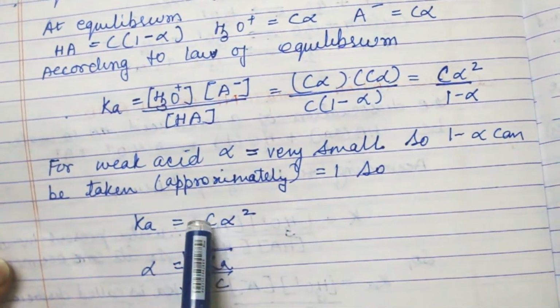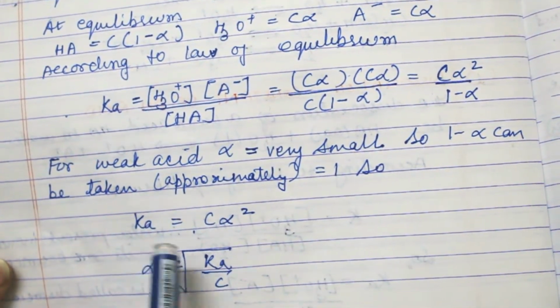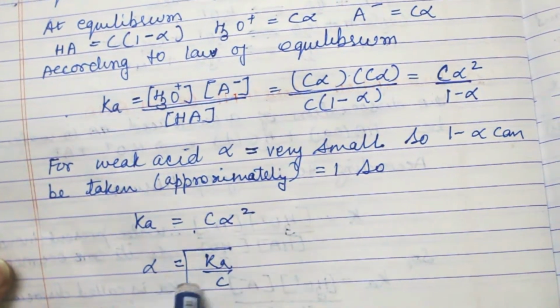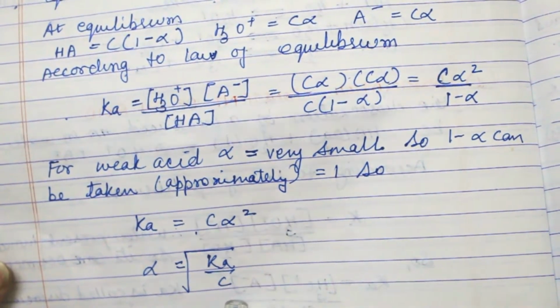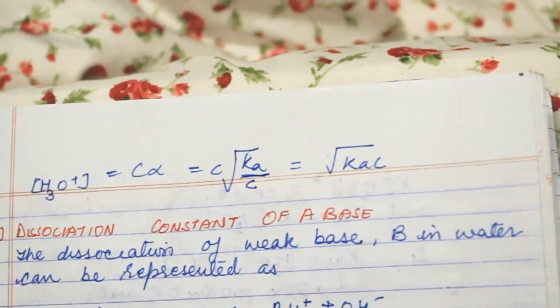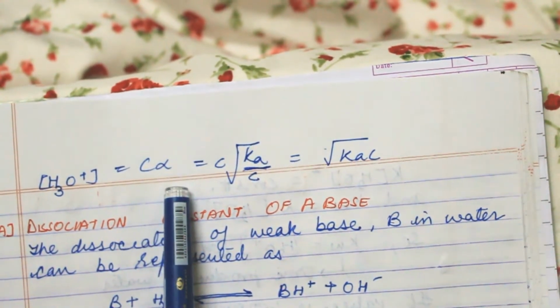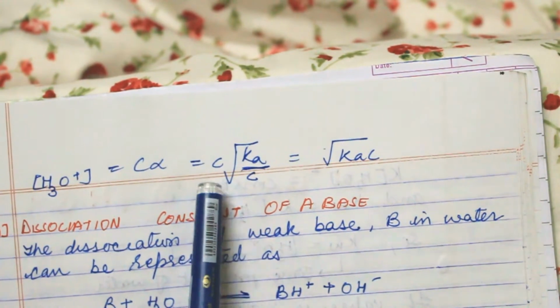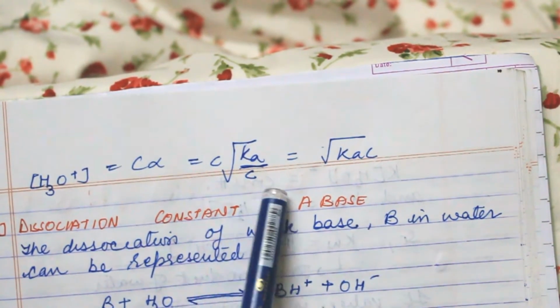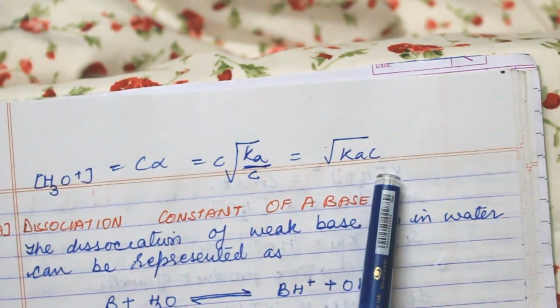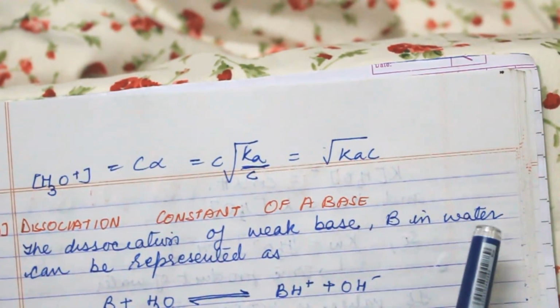When we take C to the denominator and take the square root, the equation becomes alpha equals root over Ka upon C. Now hydronium ion is C alpha, which is equal to C times root over Ka upon C. So if we evaluate both the C, we get root over Ka C.